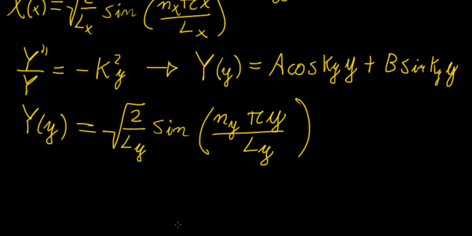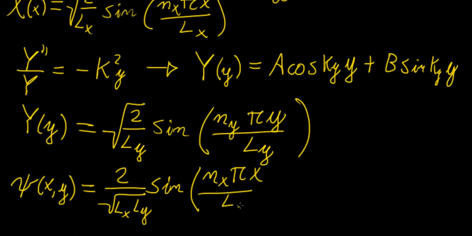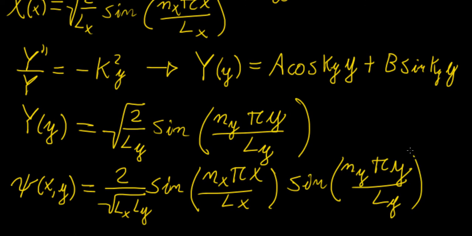That means that our final general solution for this problem, or particular solution I should say, is going to be X times Y, which is going to reduce to root of 4 over Lx Ly, sine of nx pi x over Lx, times sine of ny pi y over Ly. And this is going to be the particular solution to our problem.